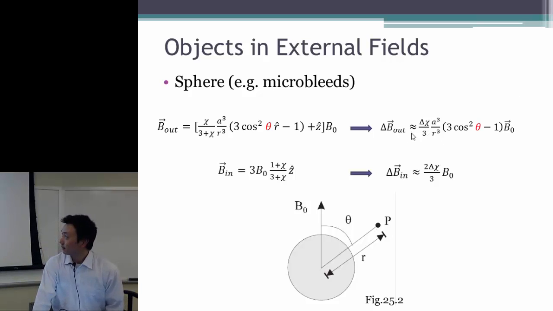Then we can estimate the field distributions outside this sphere via this relative susceptibility difference. It's very similar, and still the form is the same. It's still a function of this angle theta and the susceptibility difference. The field distribution inside the sphere is also a fixed value.